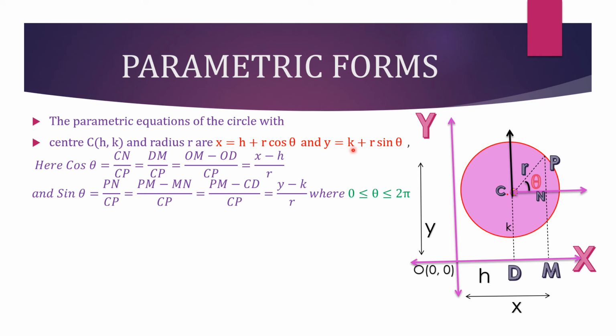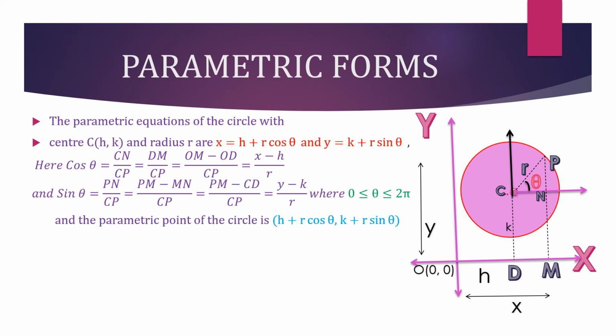Here k is the second coordinate of the center, and r is the radius. Now x equals h plus r cos theta and y equals k plus r sin theta are the parametric forms of the given equation of the circle. Here the angle theta always lies between 0 and 2 pi.